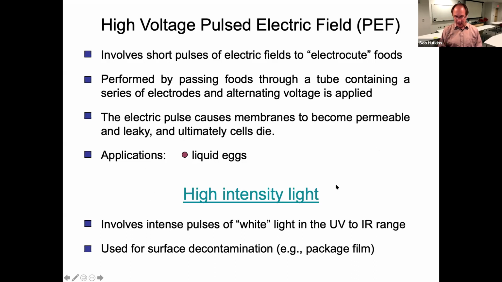Another new one is called high intensity light. It involves pulses of white light in the UV to IR range, infrared range, and is used for surface decontamination.